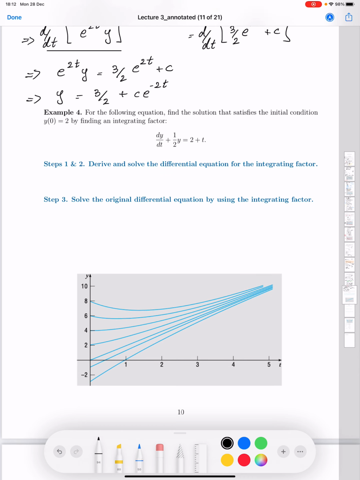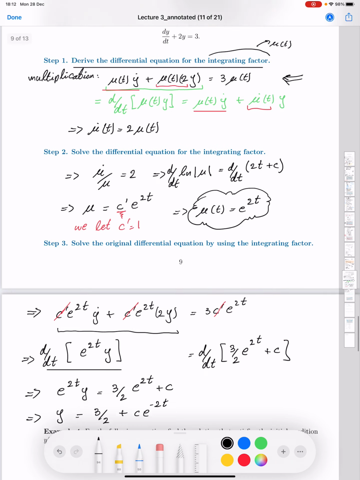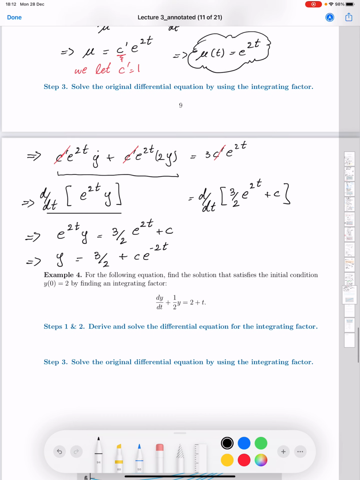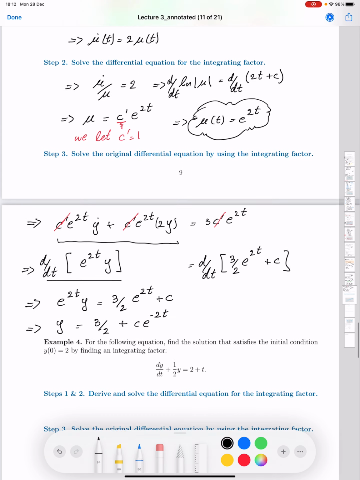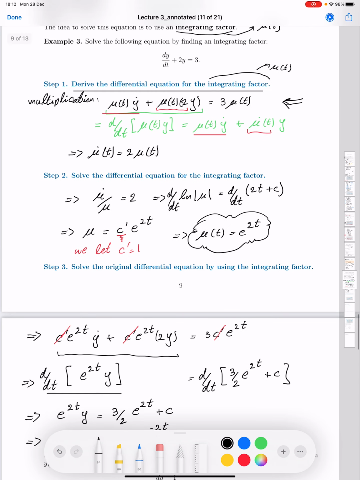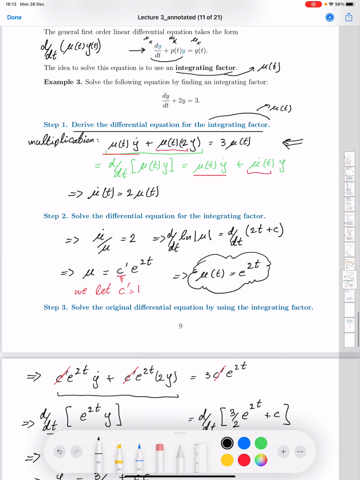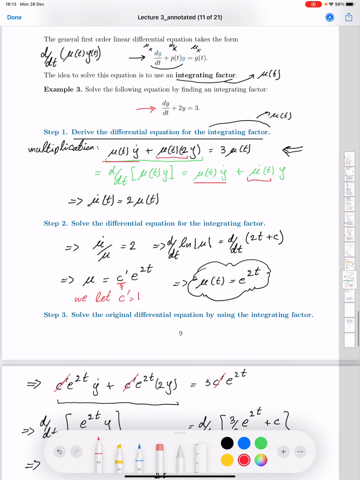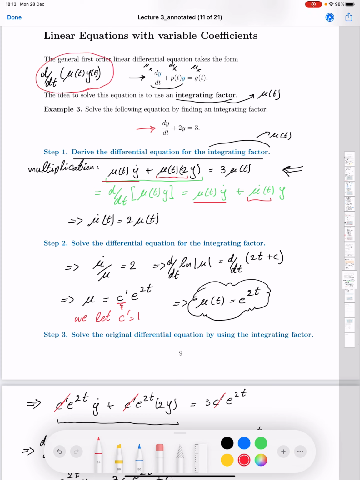Okay, good. So here we didn't have any initial conditions, so I will leave it as it is, but you now see the idea with integrating factors. We just try to find some function mu of t that, when you multiply it in the original differential equation, you then turn it into this, the derivative of mu times y. That's the whole idea, okay?